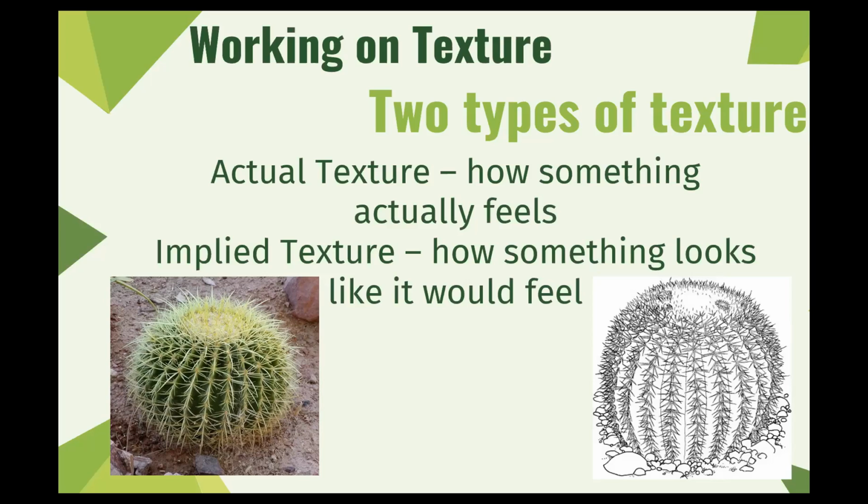So that brings us to, what is texture? There are two types of texture. There's actual texture, which is how something actually feels. And then there's implied texture, how something looks like it would feel. I love using the example of the cactus, because if you were actually to find that cactus and touch it, it would really feel spiky. But the picture on the right, the actual drawing, just looks like it would feel spiky. But if you touch the drawing, it wouldn't really feel spiky.